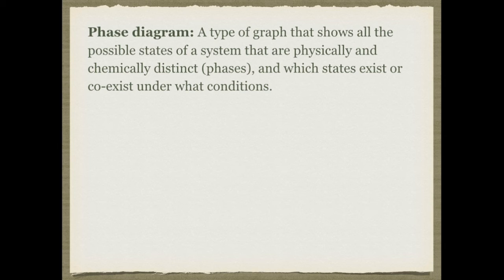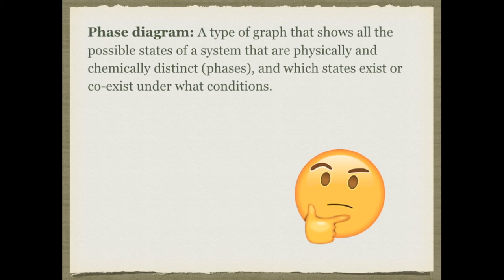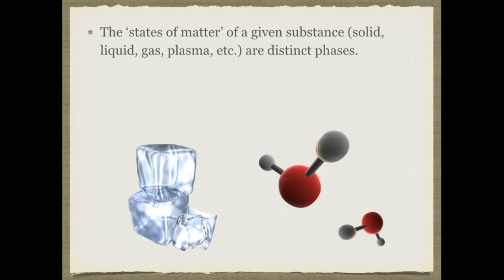Right now we need to address that first goal, so what actually is a phase diagram? Well, I looked around on the internet for a simple definition, and this is the simplest one I could find. A phase diagram is a type of graph that shows all the possible states of a system that are physically and chemically distinct. Those states are called phases, and the phase diagram also shows which phases exist or coexist and under what conditions. So what does that all mean? Let's take it apart a bit.